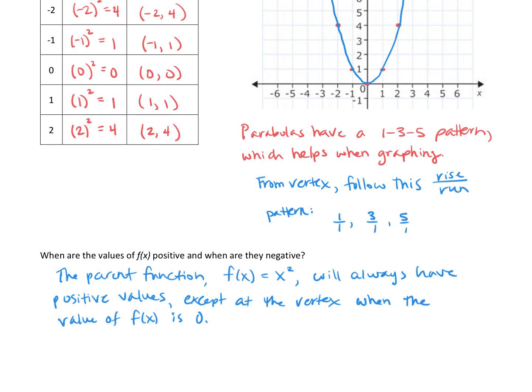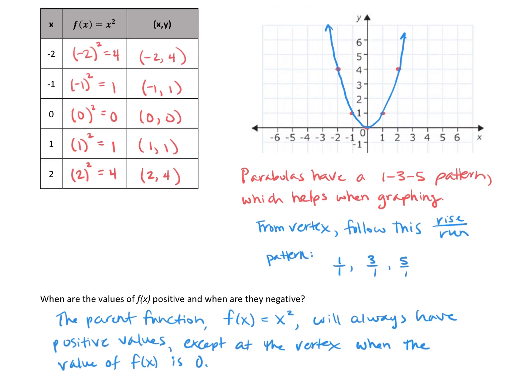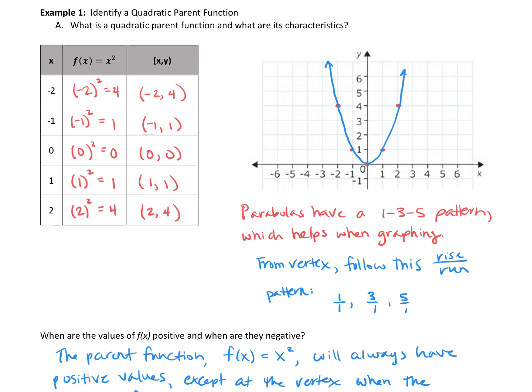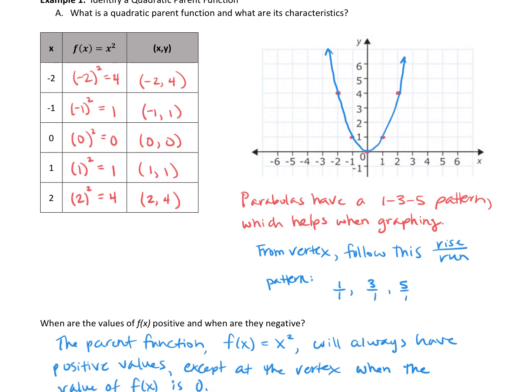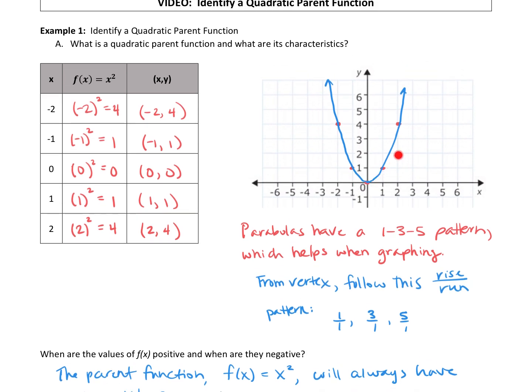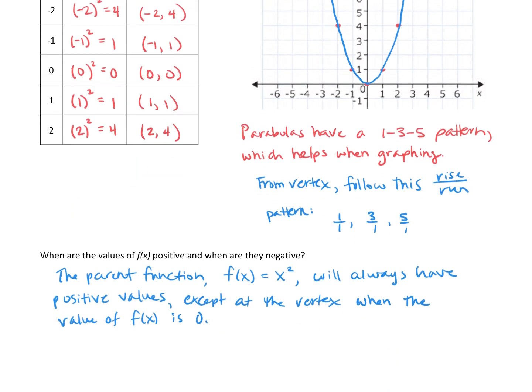So the parent function, which is just your x squared function, always has positive values. If you notice, the entire parabola is up here where your function is positive. All the y values are positive, except for at the vertex, which is at 0, but your x squared parabola does not go below the x-axis. We could change the equation so it does, and we'll see what that means in some upcoming examples, but the parent function, f of x equals x squared, will have positive values except at 0.